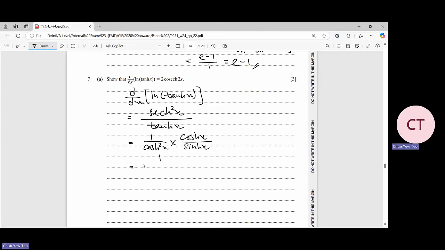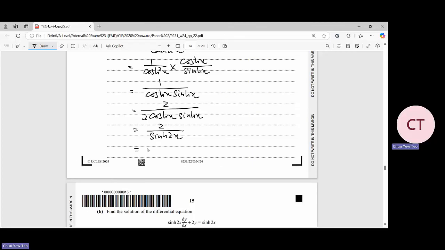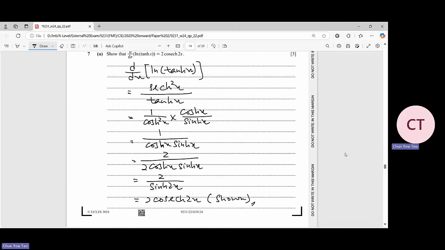So you cancel it, you get 1 over cos x sine x. Then you multiply 2 for both. And you get this one as 2 over the sine of 2x. Then you get this one as 2 cosec of 2x, shown. Okay, so this is the answer for question number 7A.